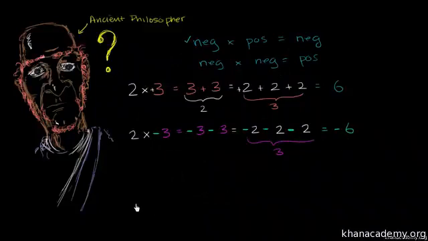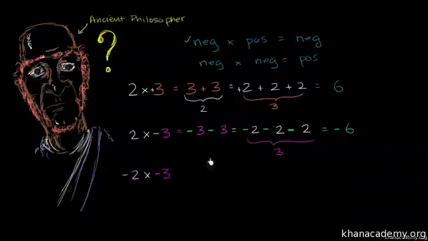Now let's take on the really unintuitive one. A negative times a negative, all of a sudden the negatives kind of cancel out and give you a positive. Why is that the case? Well, we can just build from this example right over here. Let's say that we had negative 2. Let me do it in a different color. Negative 2 times negative 3.